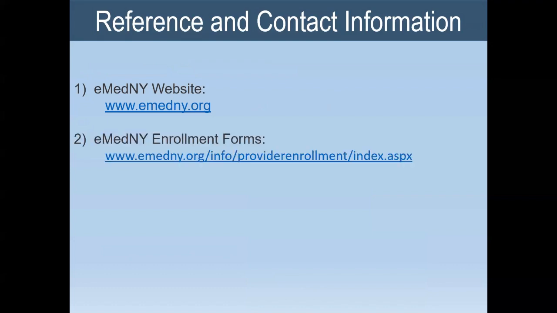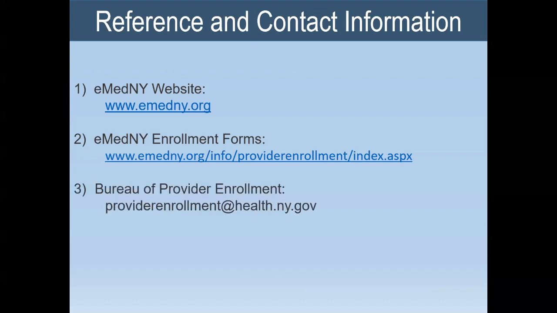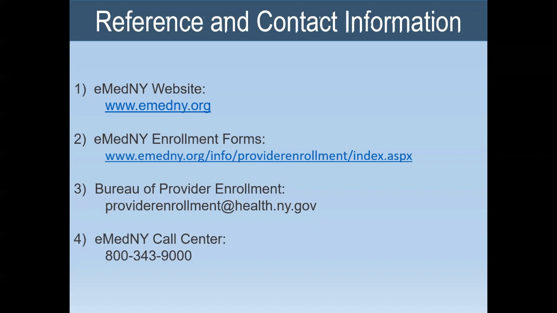So we're going to wrap things up here with some reference and contact information. Of course, where we started back on eMedNY's website at emedny.org, where you'll find all of the enrollment forms, as well as all the information that you're going to need on that revalidation page. The Bureau of Provider Enrollment, the New York State BPE, provider enrollment at health.ny.gov, is the email address if you had to reach out to the state directly. And then, of course, eMedNY's call center at 800-343-9000 if you had additional concerns or questions about the revalidation process. You can always reach out to the eMedNY call center at the 800-343-9000 number.